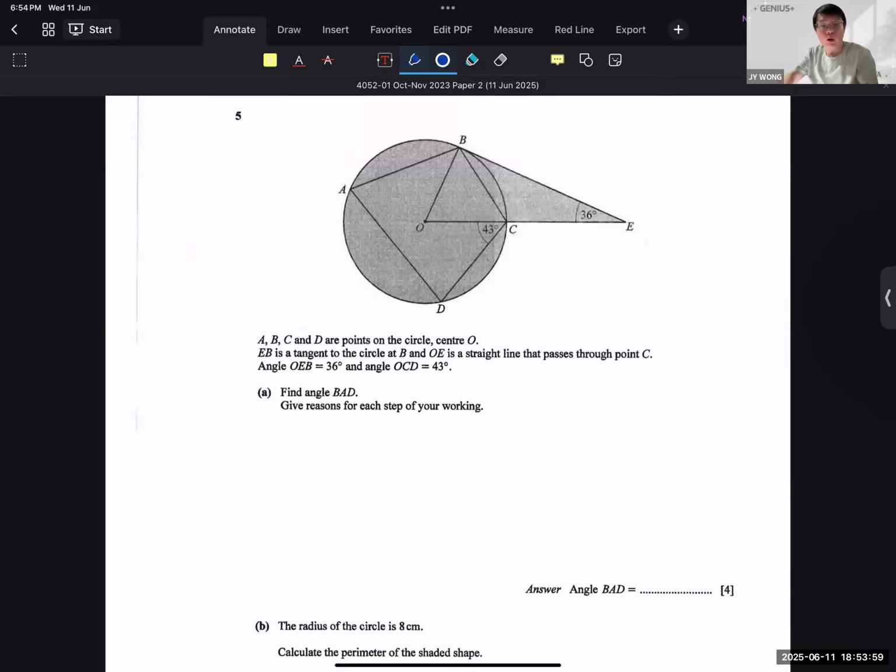Question 5, part A for 4 marks. It is really very straightforward. I actually don't know why it is 4 marks. I'm a little bit confused by why it's 4 marks. I'm very confused by why it's 4 marks.